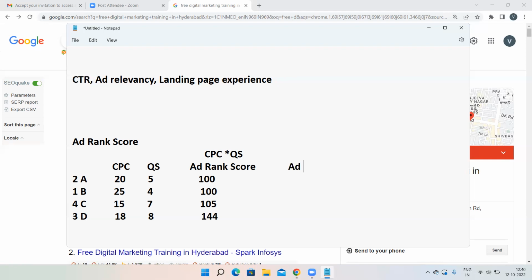Then comes ad rank. Ad rank score is different, ad rank is different. See, according to our first statement that ad position depends only on CPC, 2, 1, 4, 3 were the positions. But now, can anyone tell me who will appear on first place, second place, third place, fourth place? Yes, Pavitra, tell me. D will appear on top. Then where will C appear? Second place. Now tell about 100 and 100. A and B in third place. Both will appear on third place.